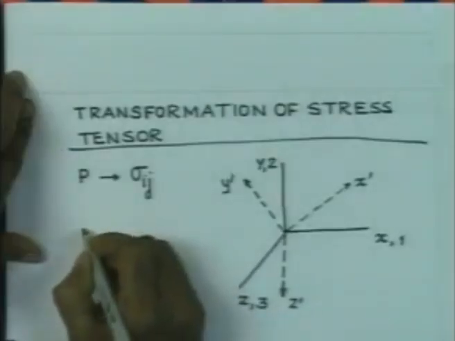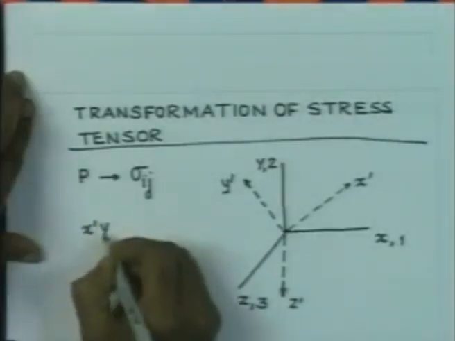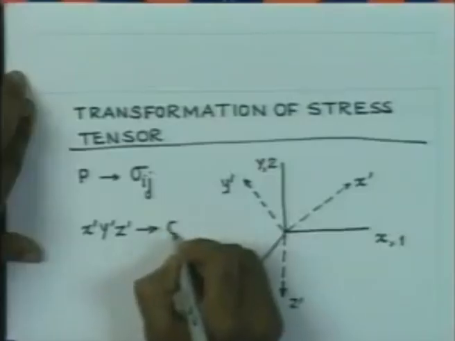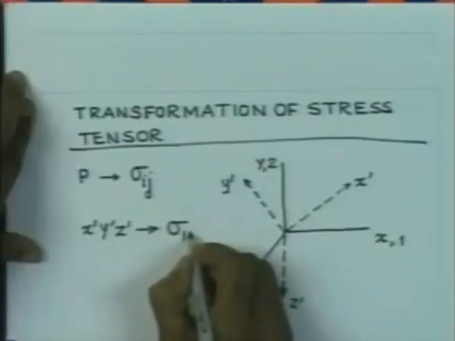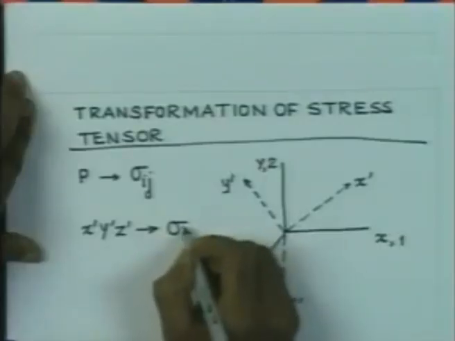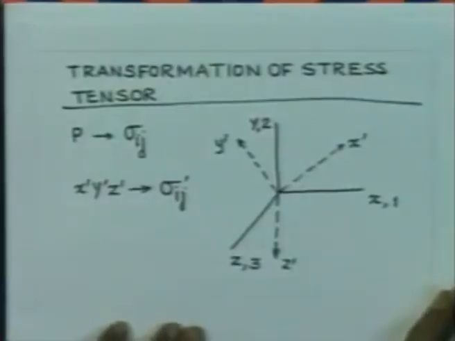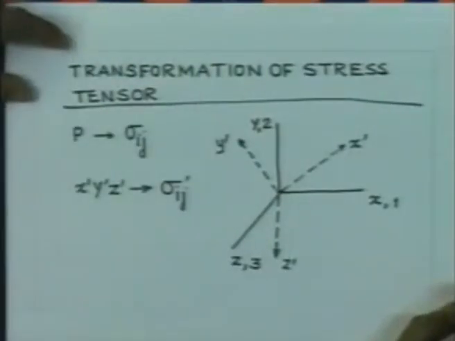Now, in the system x dash, y dash, z dash, we would like to write the stresses by this symbol sigma ij dash. Now, let us see how we can go about getting these stresses in system x dash, y dash, z dash.